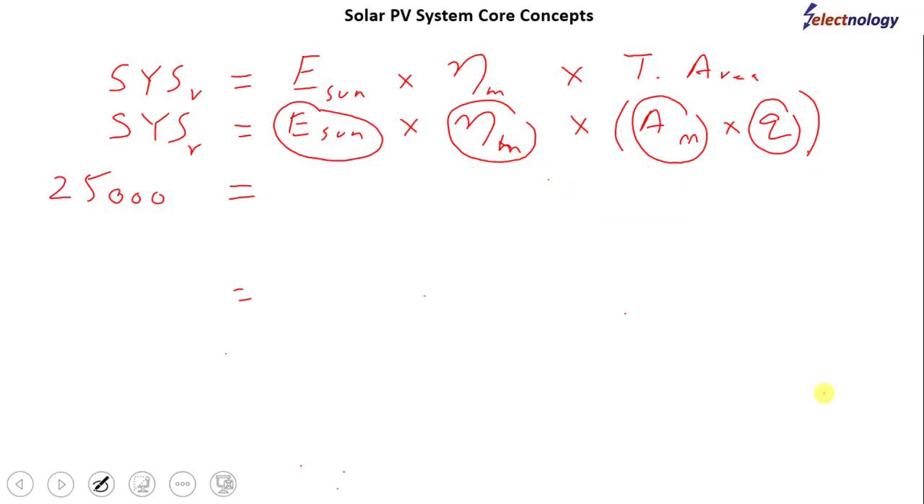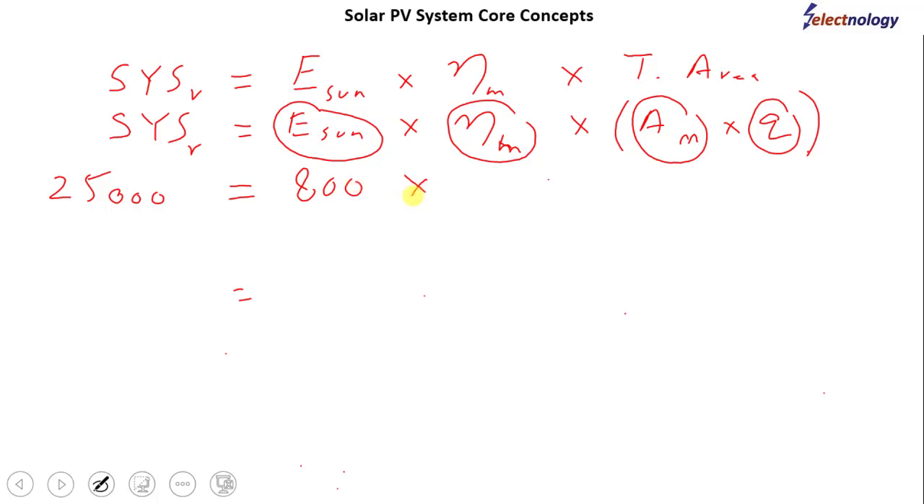Now for a location, it has been found that an average value of sun energy 800 can be taken. This is average sun energy being received at a particular location. It could be 1000 as we discussed, it could go up to 1200 watt per meter square, but for an average calculation we can take 800 watt per meter square.